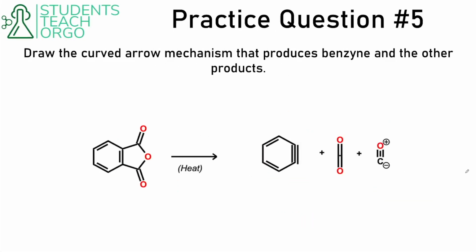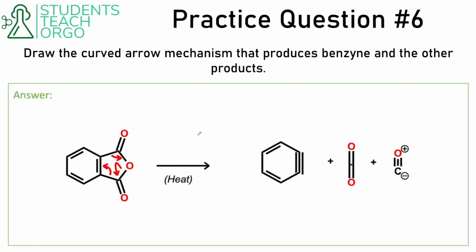Alright, so here's another practice question. In this case, I'm giving you the entire reaction, right? I'm showing you the reactants, I'm showing you the products, but I'm hoping that from the previous two examples I've showed you, you can extrapolate how the mechanism works and show me the curved arrows that would go on in this benzene and anhydride to create those products.